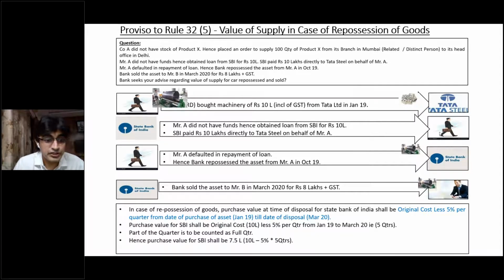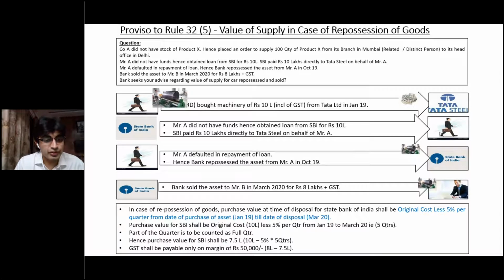Okay. So what should the purchase value for SBI be? 10 lakh original cost minus 5% each for 5 quarters, that is 25%. So how much is it? 7.5 lakh. And it sold the asset for how much? 8 lakh rupees. So GST shall be charged only and only on 50,000 rupees.